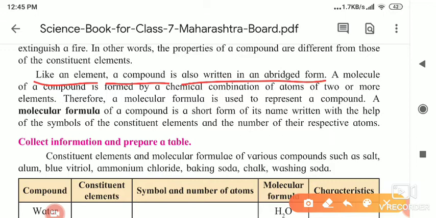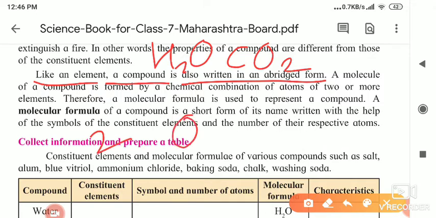Which form? Short form. The molecule of a compound is formed by the chemical combination of atoms of two or more elements. I told you the simple examples of H2O and CO2. You will notice that the water molecule is made up of two hydrogen atoms and one oxygen atom. So the statement is, a molecule of a compound is formed by the chemical combination of atoms of two or more elements. Here, hydrogen and oxygen are the two elements.